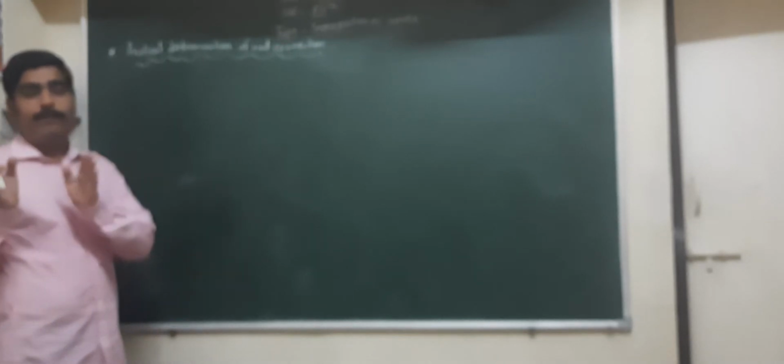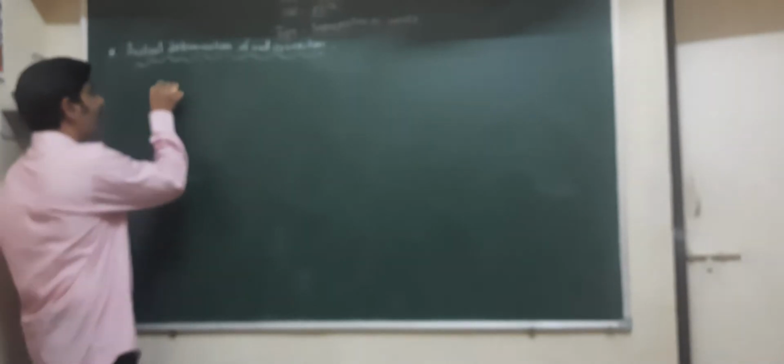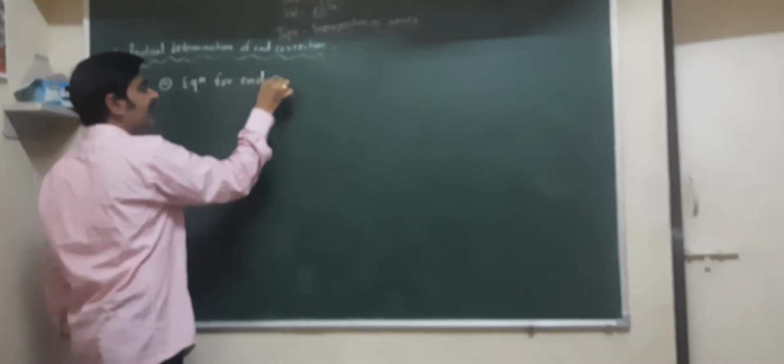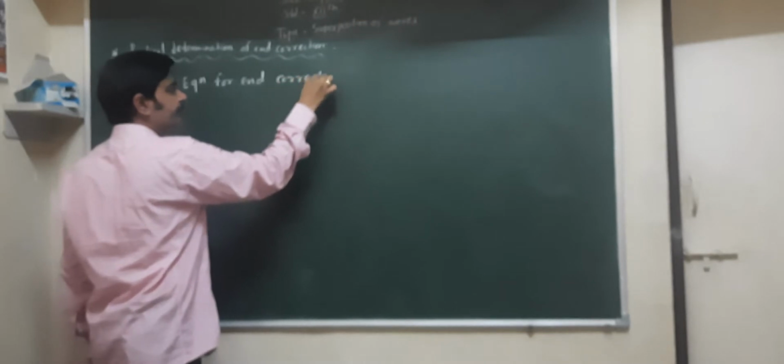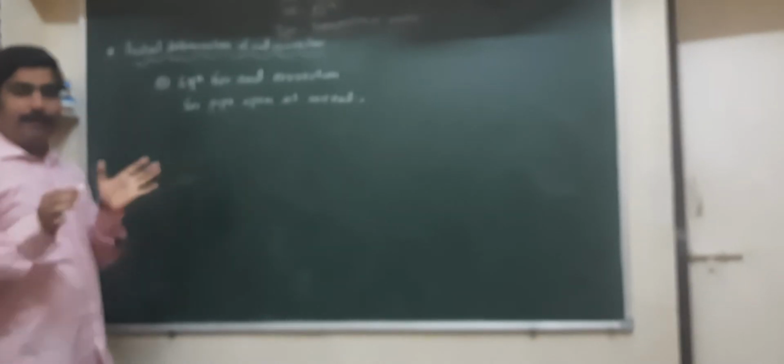Friends, here we are going to see two equations: for pipe open at one end and for pipe open at both ends. So I am going to see the equation for end correction for pipe open at one end. Friends, open at one end means closed at one end. Both have the same meaning.